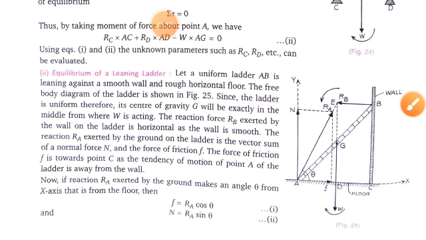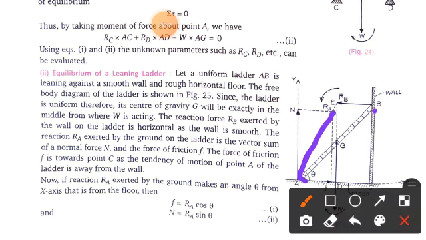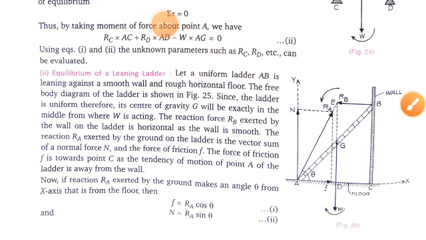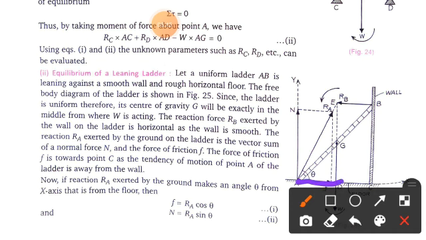Clear? So the reaction RA exerted by the ground on the ladder is the vector sum. You can see here RA is the reaction by the ground, and this is RB, the reaction by the wall. So the reaction RA exerted by the ground on the ladder is the vector sum of a normal force capital N and the force of friction small f. The force of friction small f is toward the point C. Clear? You can see here the force of friction is in the inward direction. And the tendency of motion of the point A of the ladder is always away from the wall.